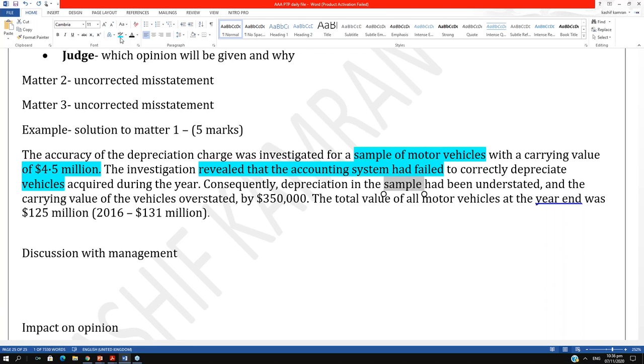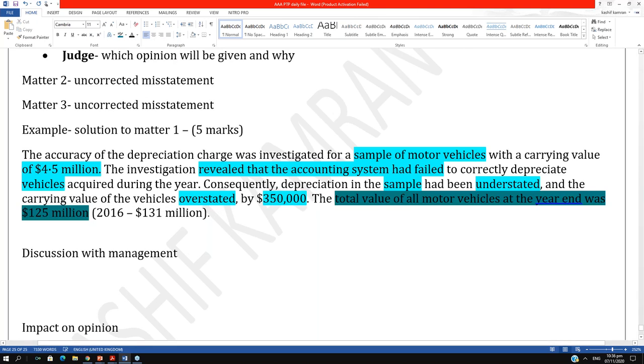So in your sample of 4.5 million, how much misstatement did you find? You found an understatement of depreciation expense and an overstatement of the vehicles of $350,000. What is the total value of the motor vehicles? 125 million. Now, we know the auditor works on a sample basis, so you need to be very critical when finding the materiality here.